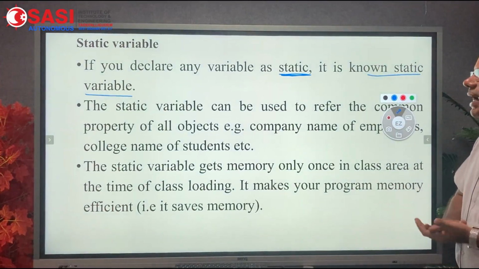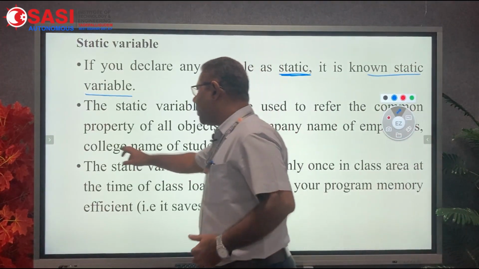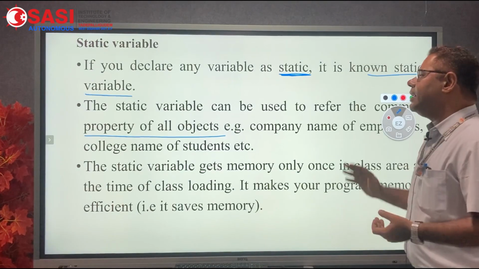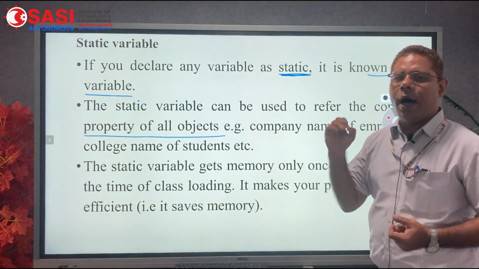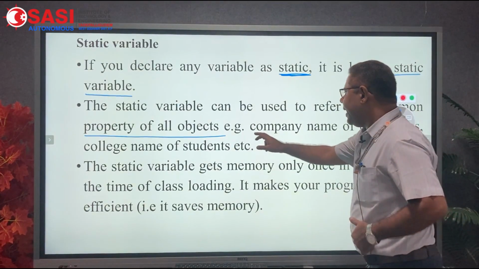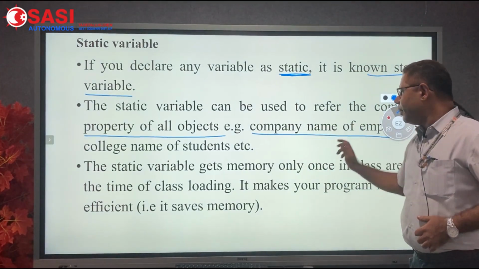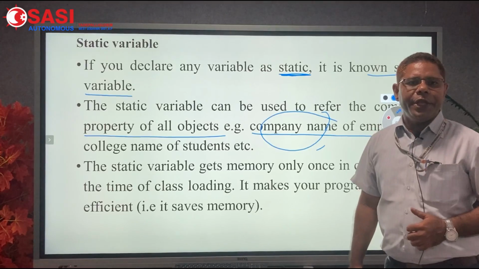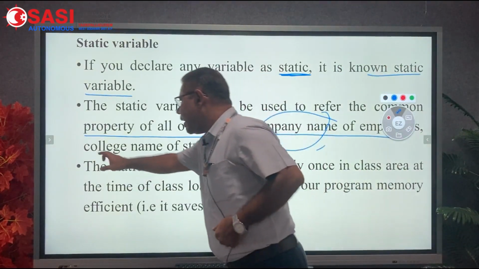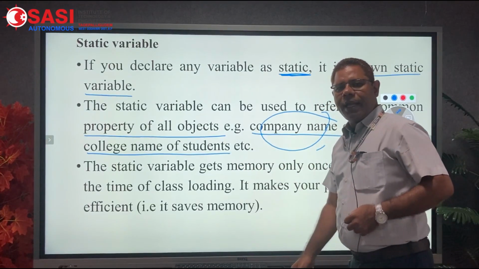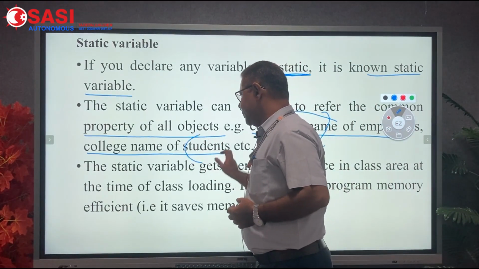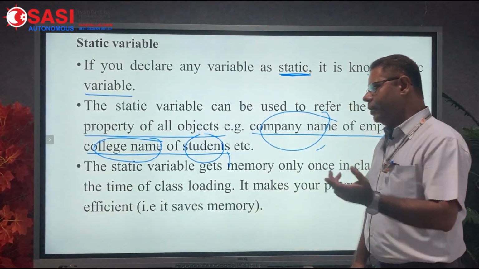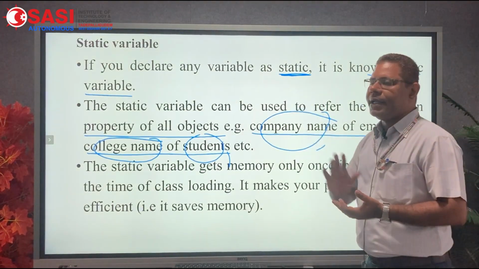The advantage of the static variable is that it is a common property of all objects. The main benefit is that the static variable is common to all objects. For example, the company name of the employees: the company name is common to all the employees, so in this case the company name variable is used as static. Similarly, the college name of the students is common to all the students, so the college name is declared as a static variable. This is the benefit of the static variable.